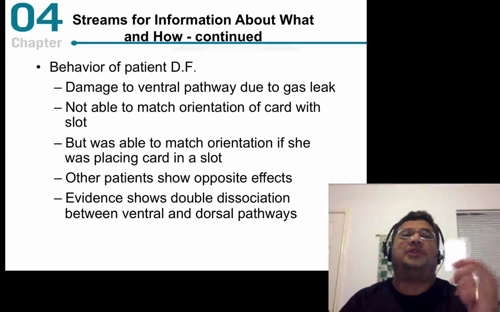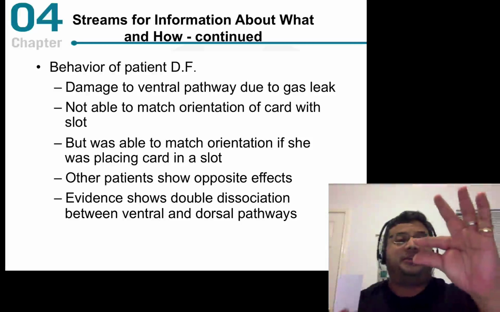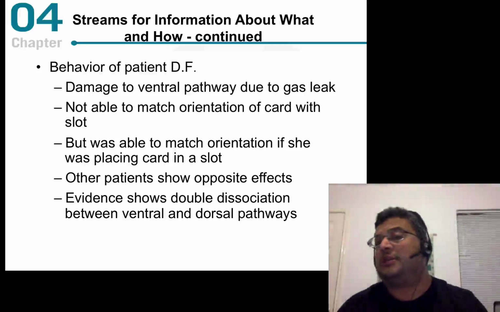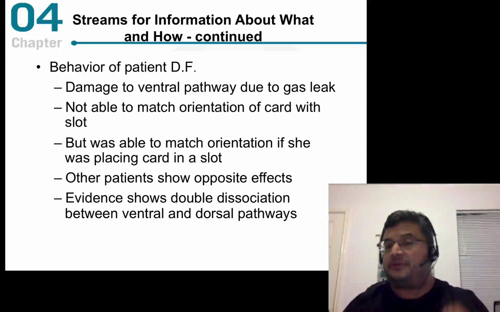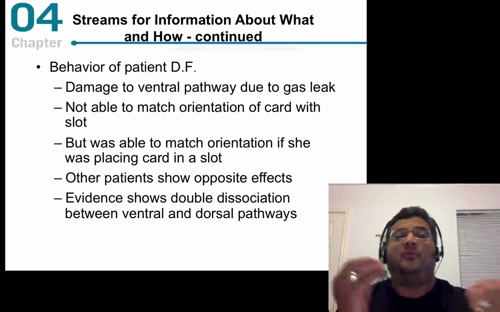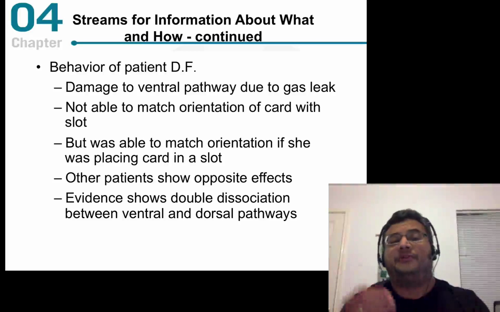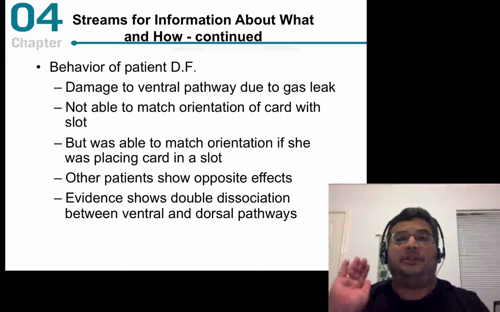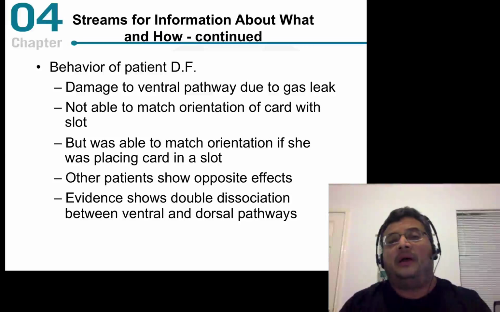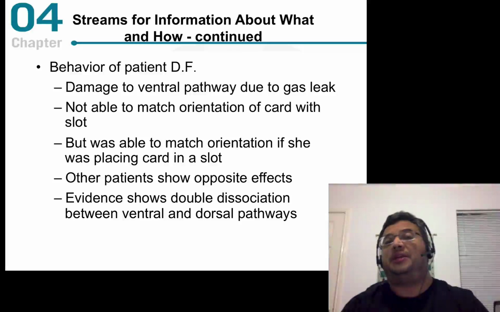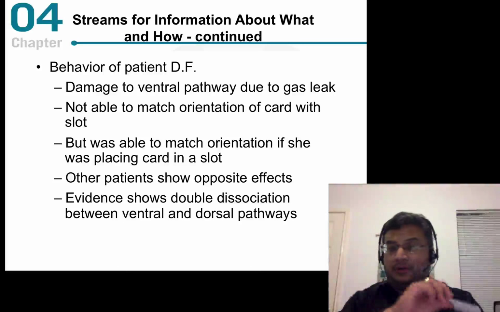But if you actually gave him a card and showed him the slot, he could get the card and insert it into the slot. He could do it, he just couldn't describe it, which is a beautiful separation of the what and the how components, the ventral and the dorsal pathways. Other patients would show the opposite effects, right? If they had damage to their dorsal pathway, they would not be able to do the task. They couldn't do it, but they could tell you which card goes into which slot.